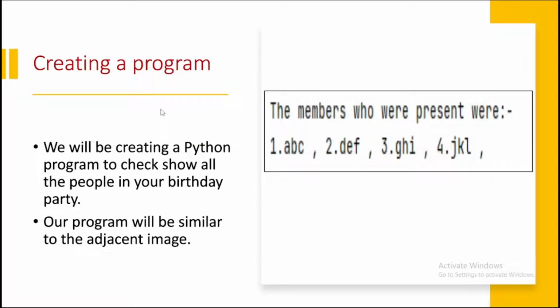We'll create a program to show all the people at a birthday party. Just think you had a birthday party and you were very happy after that, and you have a list of people who were there. Now you want to see who had come and show it, and you also give the numbers. The example is given here, so it will show the members who were there: 1.abc, 2.def, 3.ghi and 4.jkl.